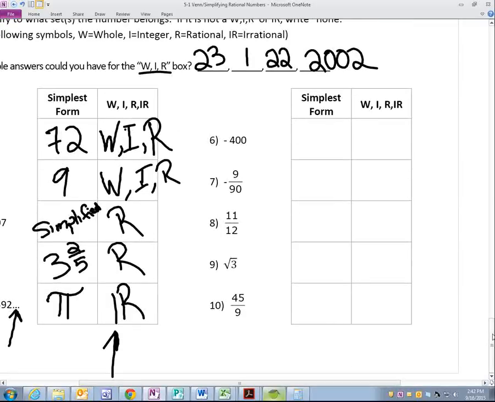Next, I'm going to zip through these and explain myself as we go. So you have all these examples. The simplest form, it's already simplified. Then it is not a whole number because there's a negative there. It is an integer because it's negative 400. It is a rational number as well.